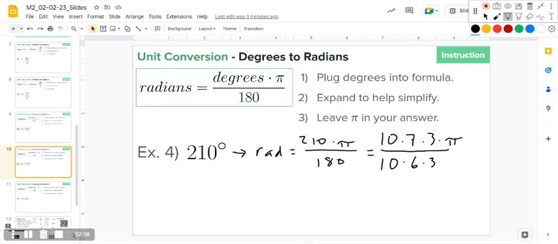And this one looks like it's going to work out pretty clean. All right, I have 10 that I can cross up top and bottom, 3 I can cross out on top and bottom, and I'm left with 7 pi over 6. And let's just think about it. Can I break 7 down further? No, it's just 7 and 1. So that can be our final answer, 7 pi over 6 radians.